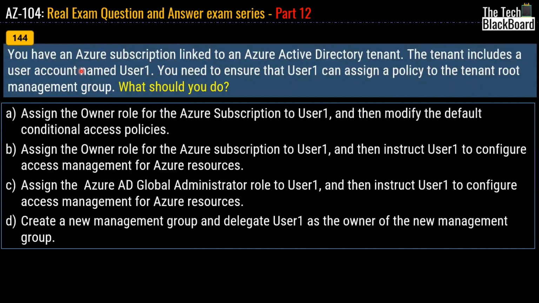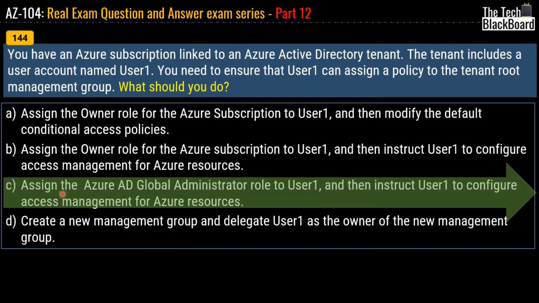And then we have question number 144, and that says that you have an Azure subscription linked to an Azure Active Directory tenant. The tenant includes a user account named user1. You need to ensure that user1 can assign a policy to the tenant root management group. What should you do? And these are the options from which you have to select the correct answer. The correct answer for this question is option C: assign the Azure AD Global Administrator role to user1 and then instruct user1 to configure access management for Azure resources.